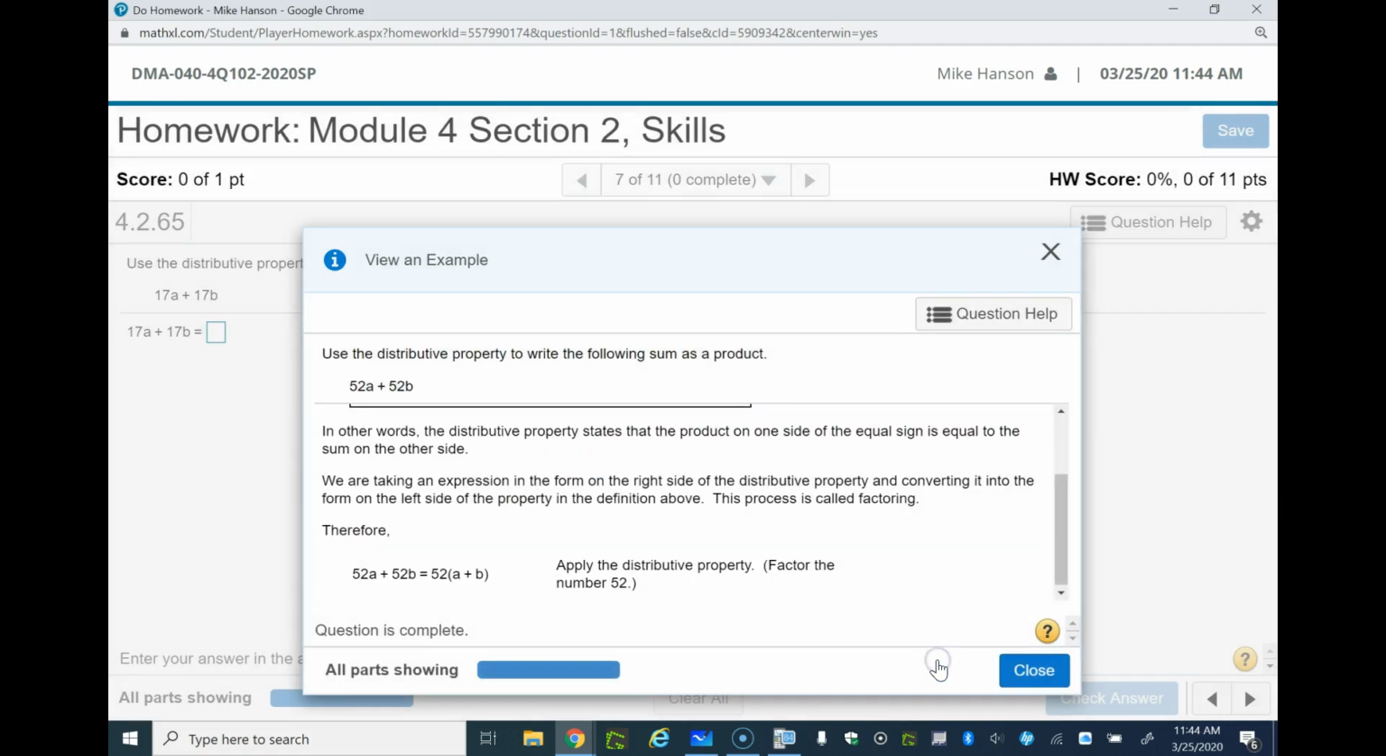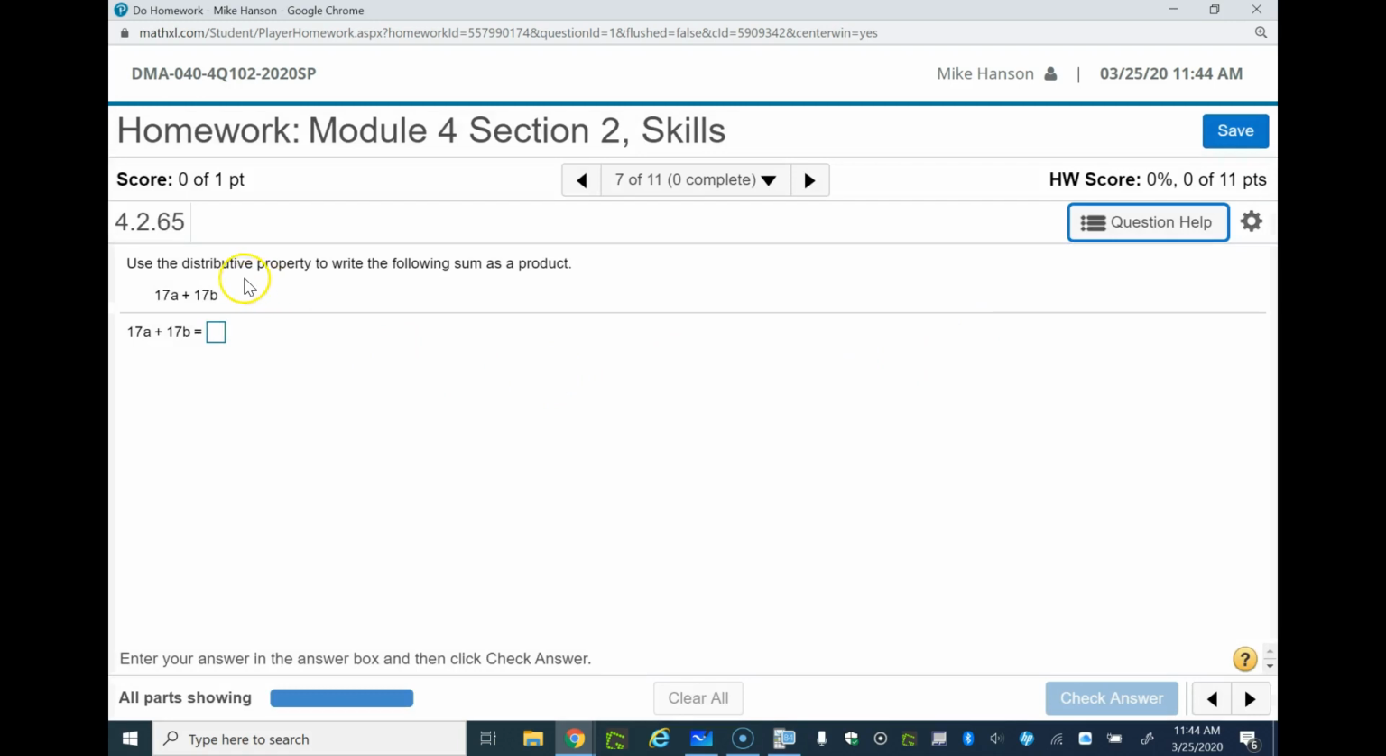If I want to go backwards, if I have 52A plus 52B, if I take the 52 out and put it back on the outside, do you agree that both of these equal each other? If I distribute this inside, it's going to look like this. If I take the 52 out of both of these parts, it's going to look like this. So they want you to work backwards as far as the distributive property for this particular problem. That's pretty much all in section 2. So we're going to move to section 3 now.